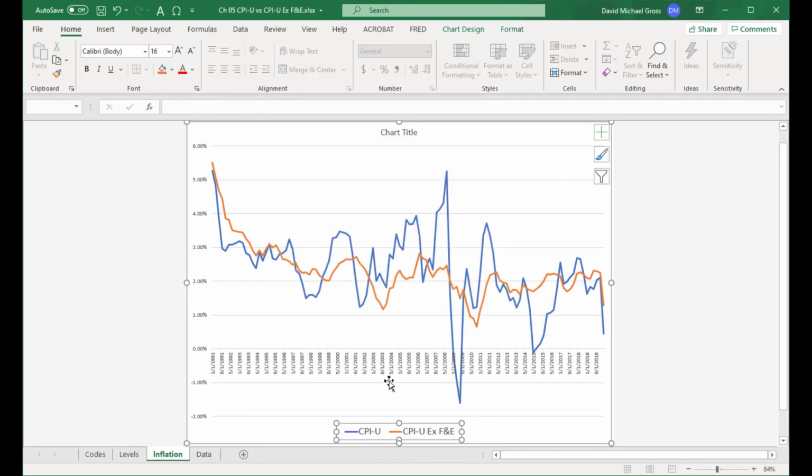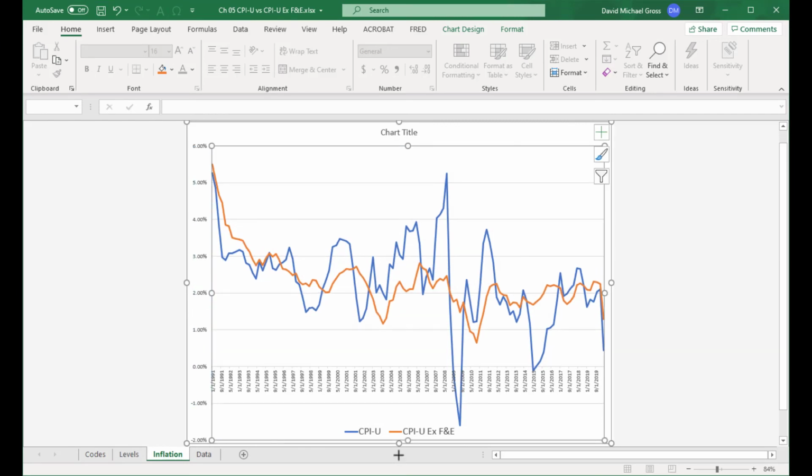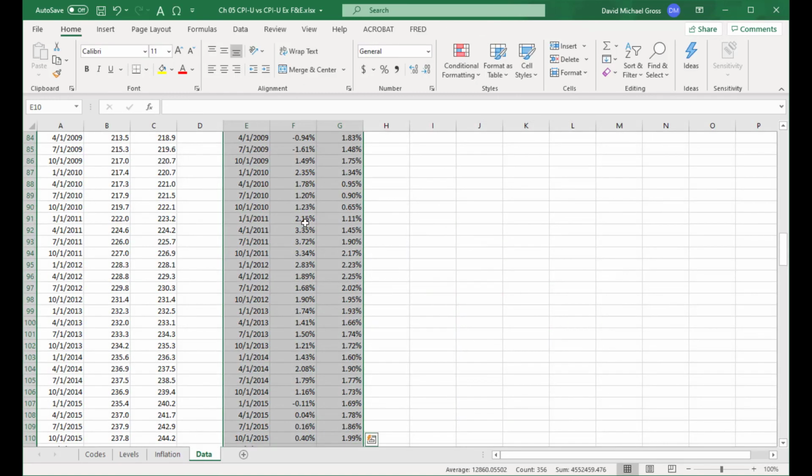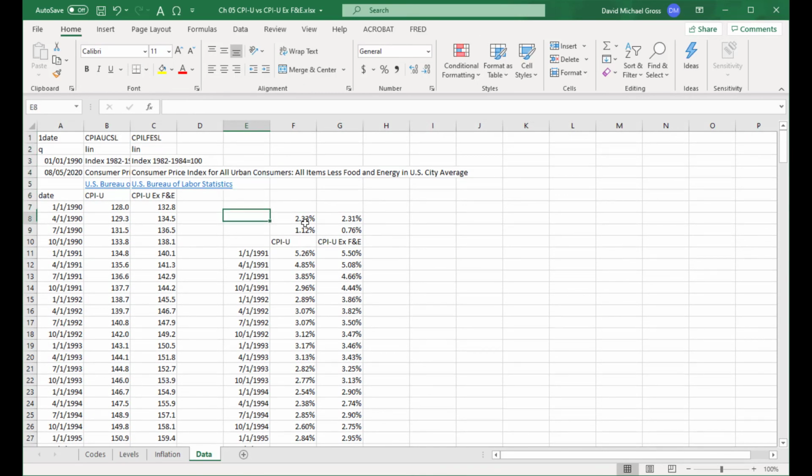And I can see that the orange line is excluding food and energy, the blue line is all products, and I can see how much more volatile it is. And so this would be a reason why people might, because the averages over time are roughly the same, look at a less volatile measure of inflation, the one excluding food and energy.